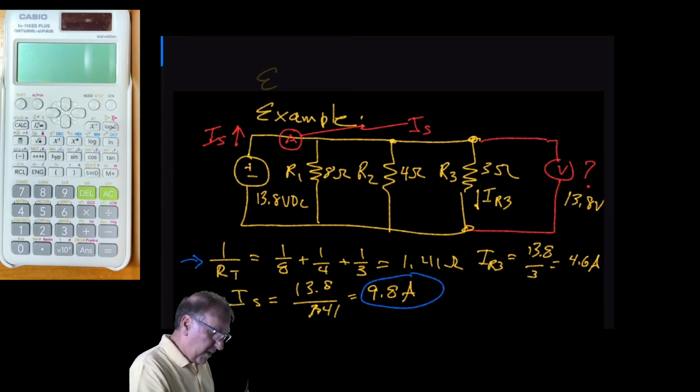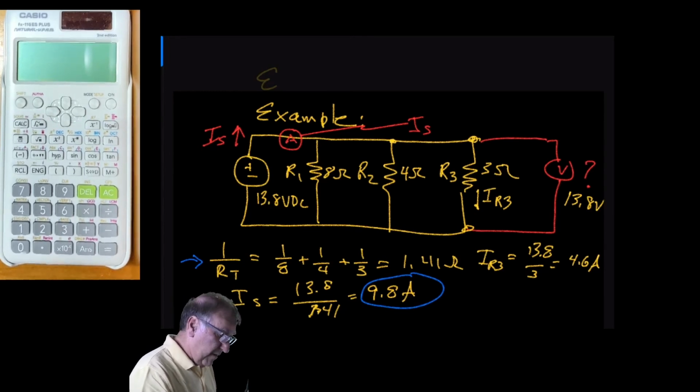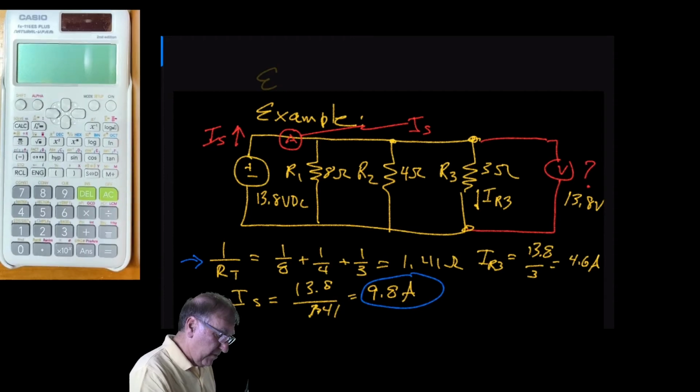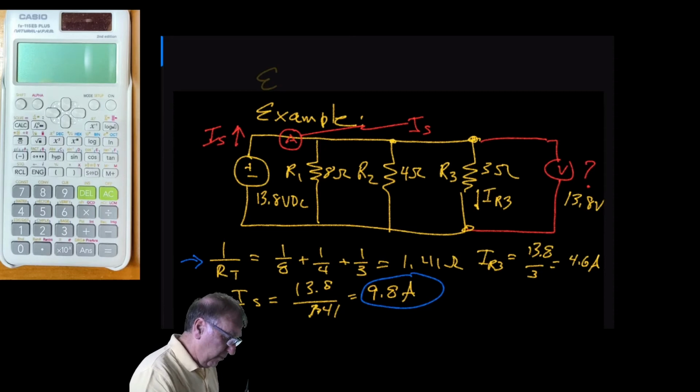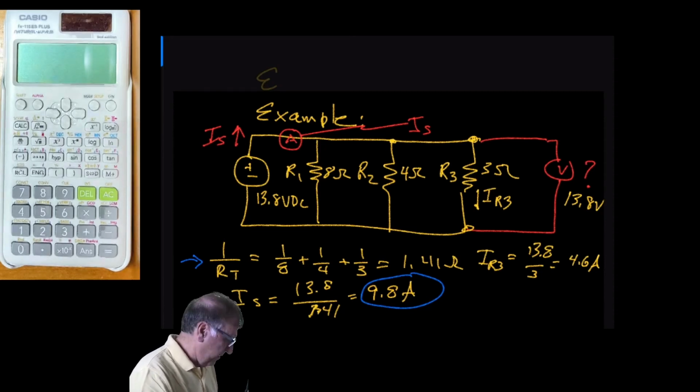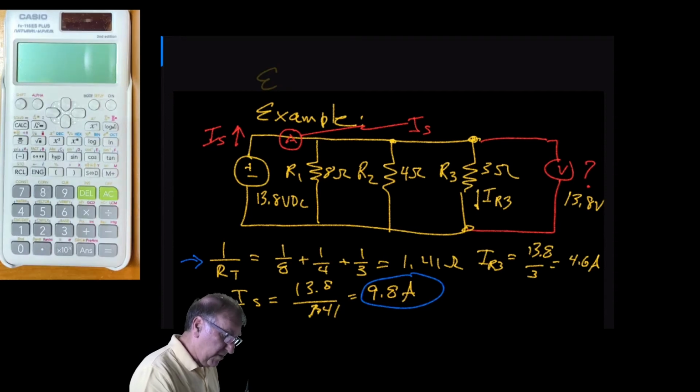What is the voltage on R3? Well, this circuit only has 2 nodes here at the top and at the bottom. So the 13.8 volts is across all 3 resistors. So the voltage across R3 is 13.8 volts.